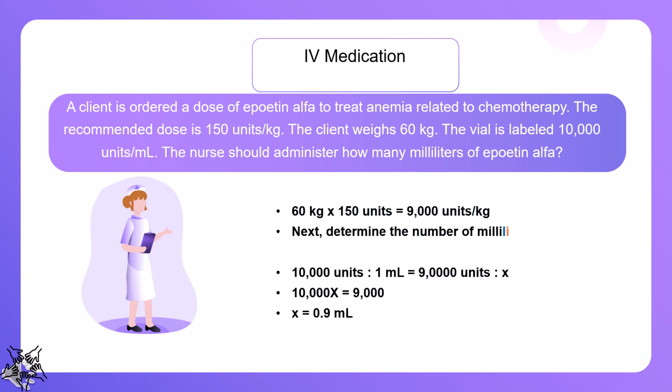First, determine the number of units of epoetin alfa the client is to get. 60 kilograms times 150 units per kilogram equals 9,000 units. Next, determine the number of milliliters required to deliver that dose. 10,000 units per 1 milliliter equals 9,000 units per x. 10,000 x equals 9,000. X equals 9,000 divided by 10,000. X equals 0.9 milliliters of epoetin alfa.